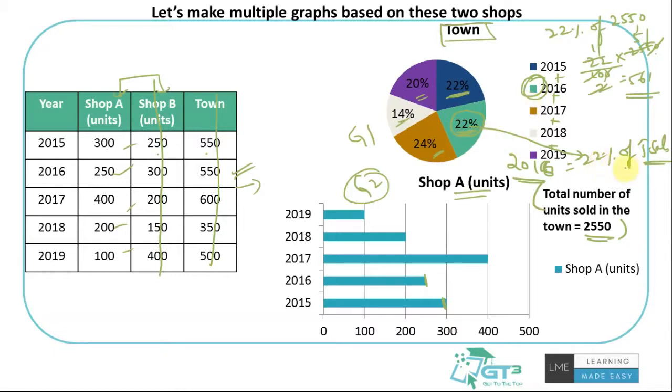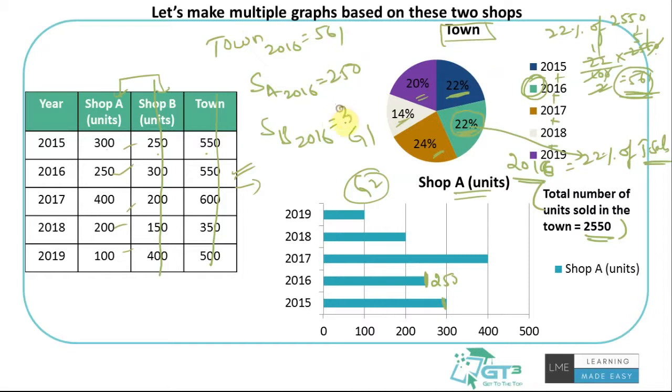Once I do the individual percentages, I know in 2016, let's say 561 units were sold in the town. How many units of Shop A were sold? 250. This is something I'm reading from graph 2. From graph 1, I read that 560 is the total number of units sold in 2016 in the town. Right, Shop A in 2016 sold 250. So how many did Shop B sell in 2016? 561 minus 250, that is 311, something like this, right? The actual answer should have been 550 minus 250, 300. I have done a slight approximation, so it's okay.